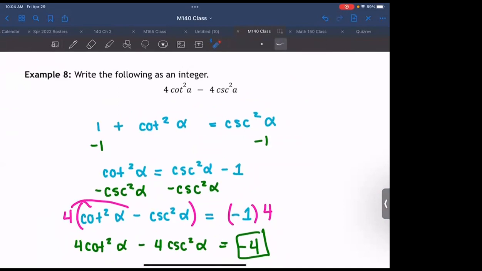All right, so we have the expression. All it's asking us to do is simplify it, and it's giving us a hint that our answer is going to be like a number.